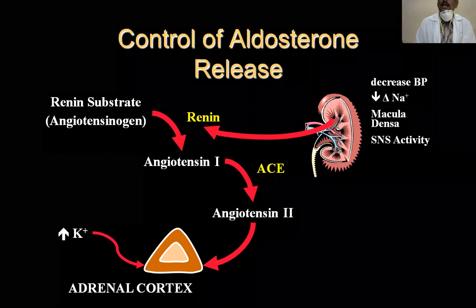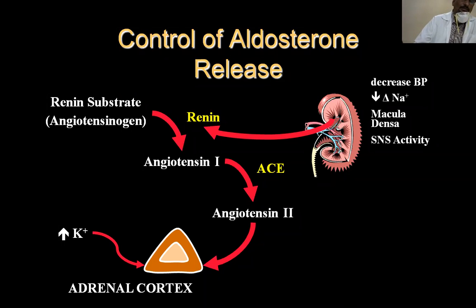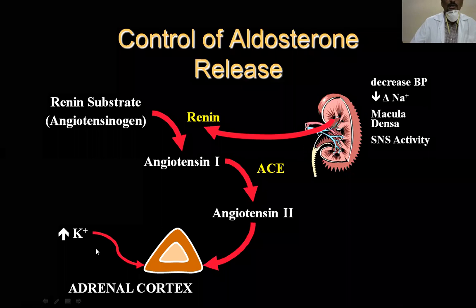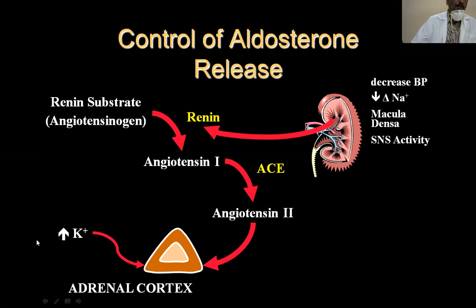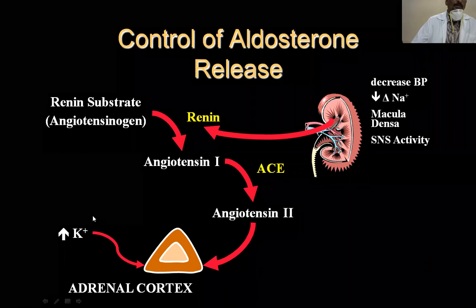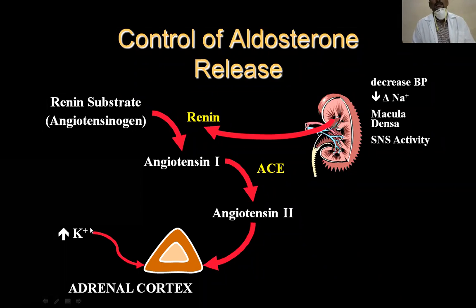One is the renin angiotensin mechanism, whereby the release of angiotensin 2 by this system will cause the release of aldosterone. The second mechanism by which it is stimulated to release is the level of potassium. A slight change in potassium level, especially hyperkalemia, can lead to an increase in the aldosterone level.